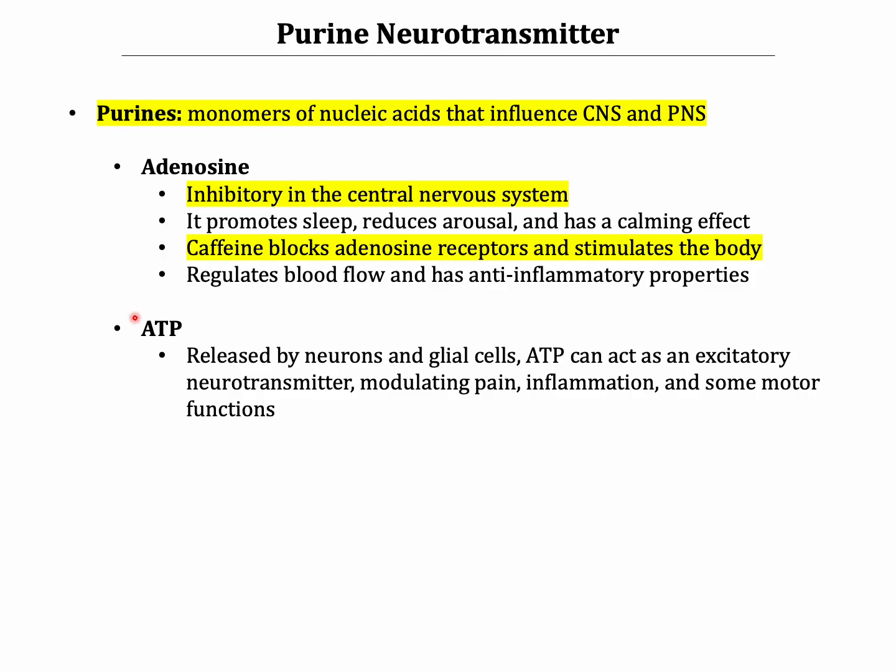Last one here is ATP. So that is the molecule that provides energy for our cells, but it can also function as a chemical messenger and have an excitatory effect in certain areas. But that's not really one I want you to worry about here for the neurotransmitters. It gets a little confusing for ATP function.